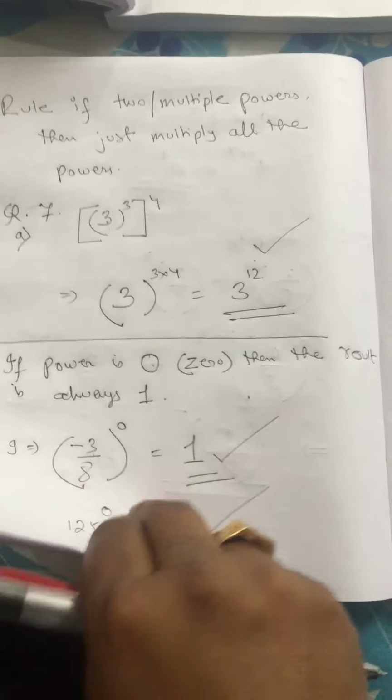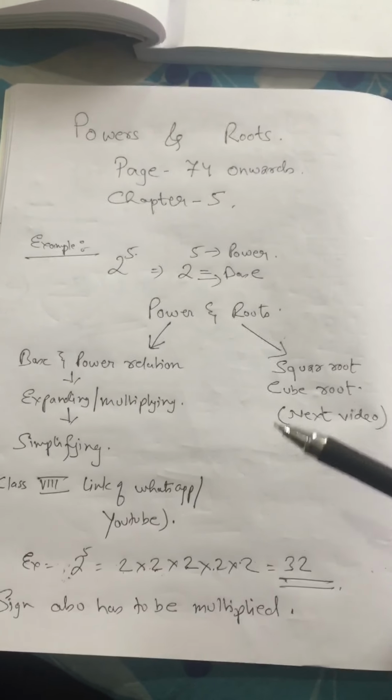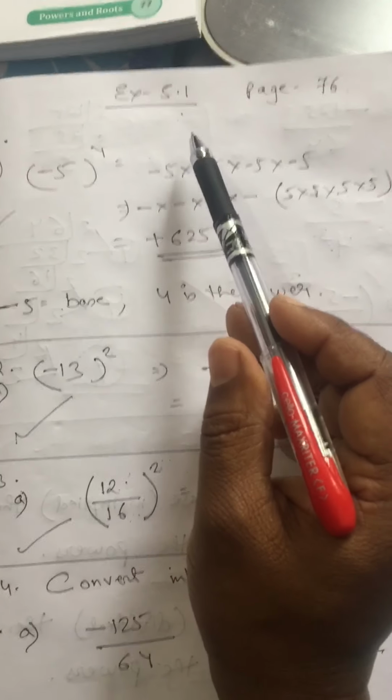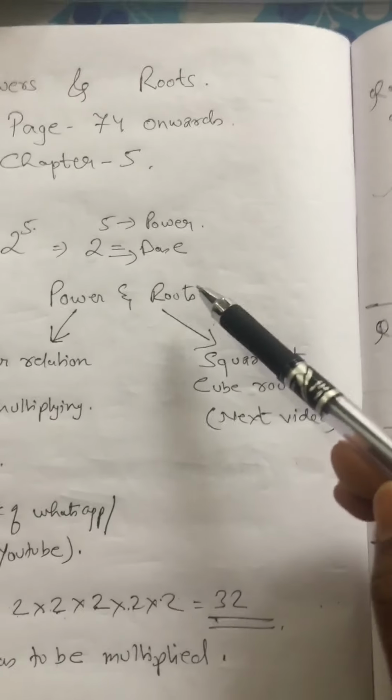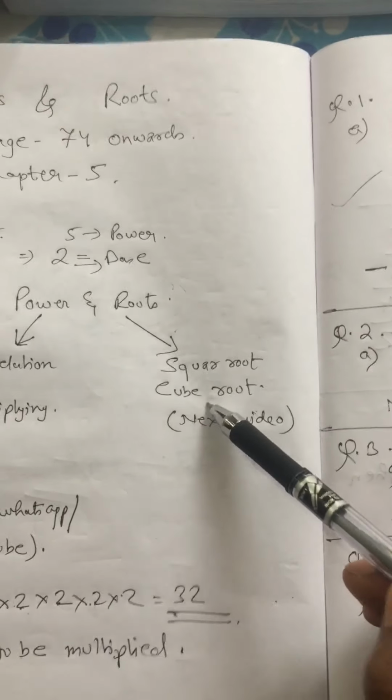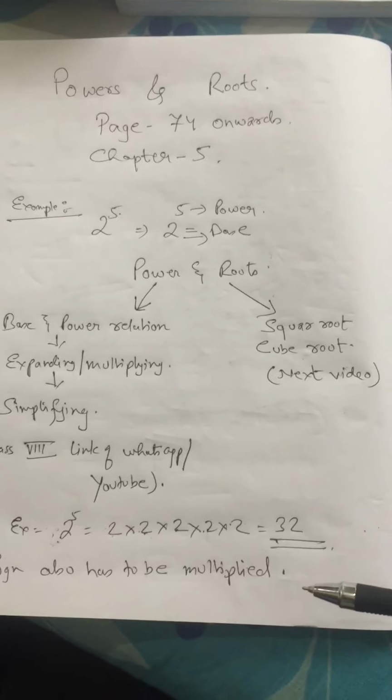With these many examples and solutions, you will be easily solving exercise 5.1 of your mathematics book. Very soon we will be doing the second portion of this chapter, roots, where I will help you find the square root and the cube root. With this, the chapter will end.